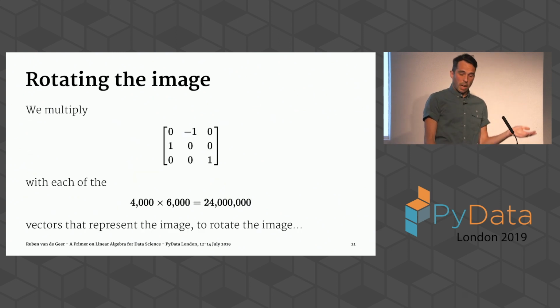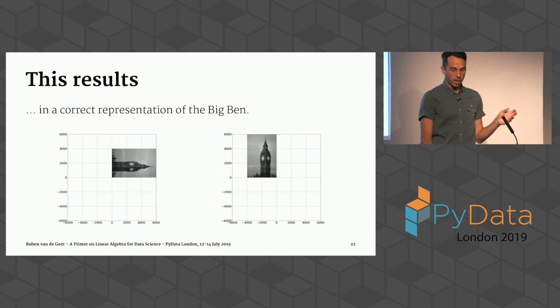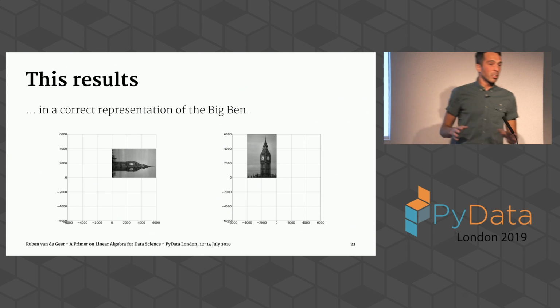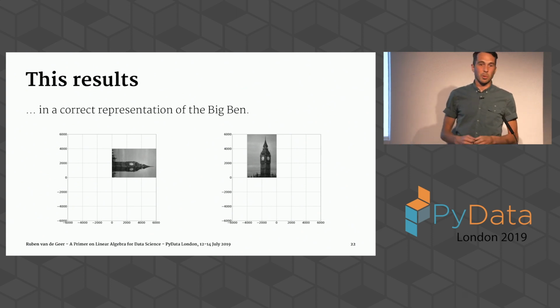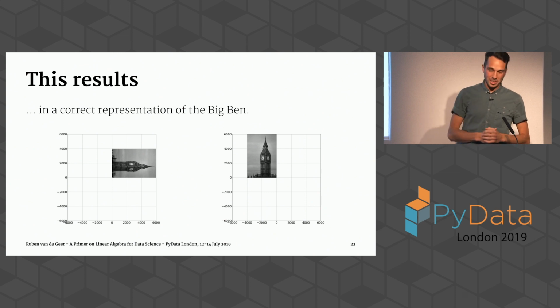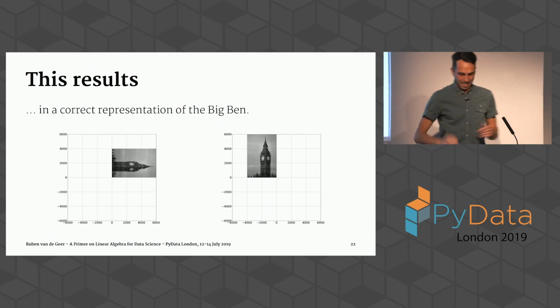So this we can now apply to this picture. This picture consists of 24 million pixels, and we just apply this matrix to every pixel in the picture, and then we end up with a Big Ben pointing upwards. Needless to say, this is the most inefficient way to rotate the picture, because it takes like 5 minutes on your laptop to do all those matrix multiplications, but it's just for the sake of illustration.